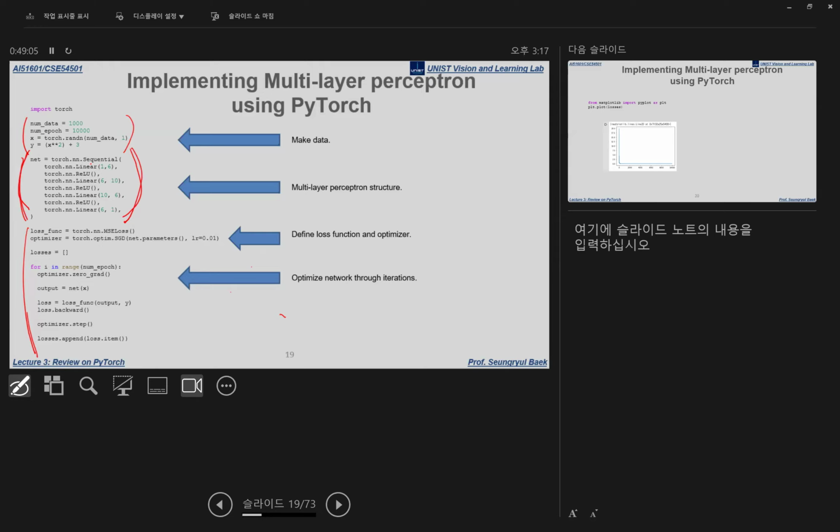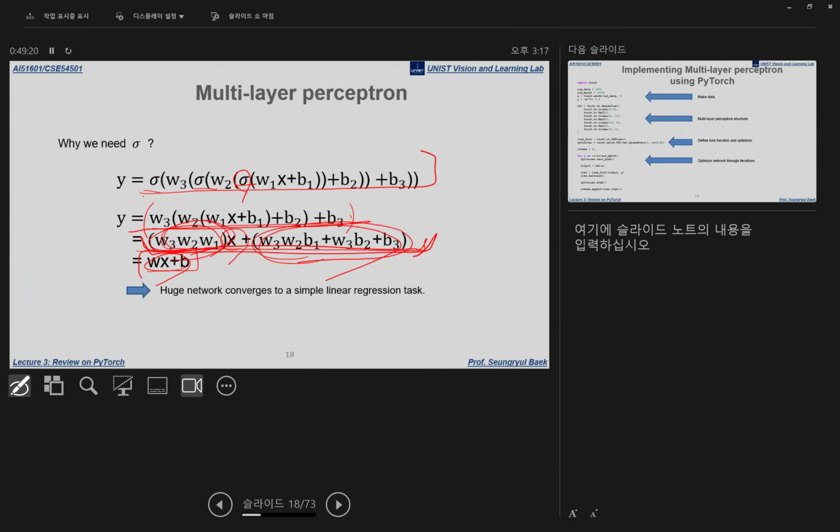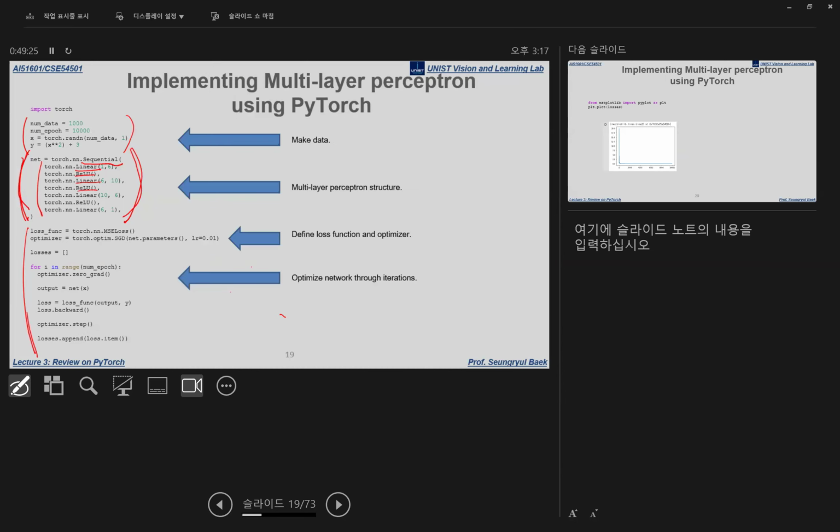Here, Sequential means stacking multiple layers sequentially. So we are stacking a linear layer, ReLU layer, linear layer, ReLU layer multiple times. That is actually representing this type of formula. So this is the MLP implementation, and for the data we will generate 1,000 data pairs.